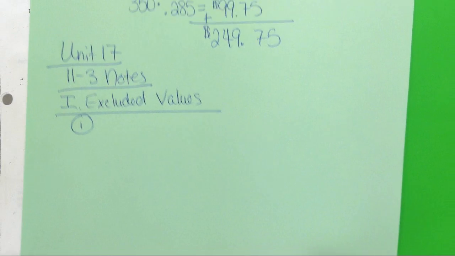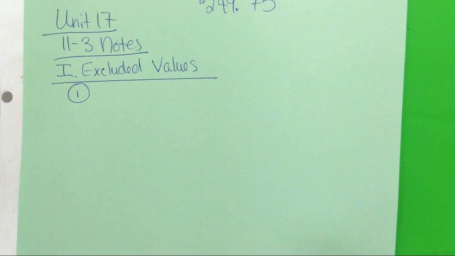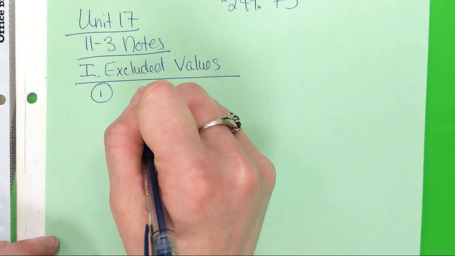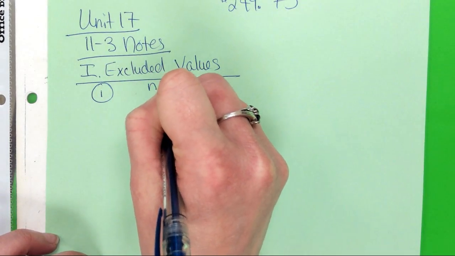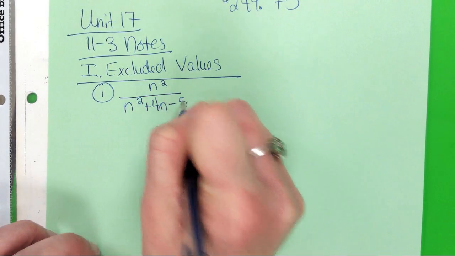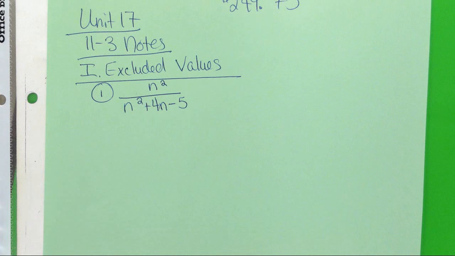Alrighty. So this is still Unit 17, 11.3 notes. I know we've already done excluded values, but we're about to do something very similar. So I just want to go over it one more time to make sure we're all on the same page, and let's do one that's a little more complicated. I know we did this yesterday. We're going to do it one more time so that you don't get confused on the new thing we're about to do.